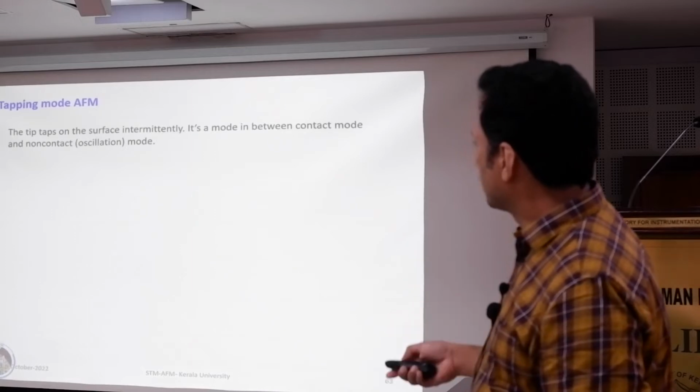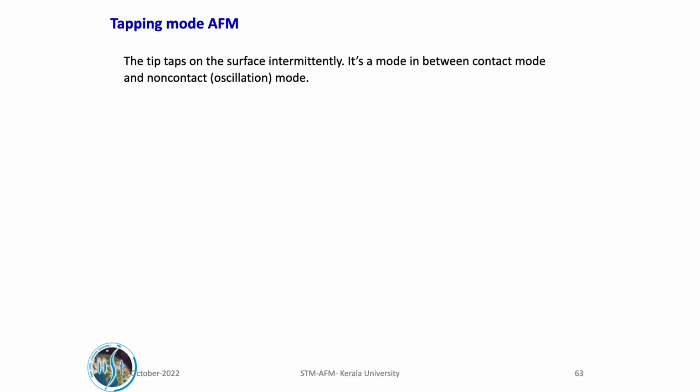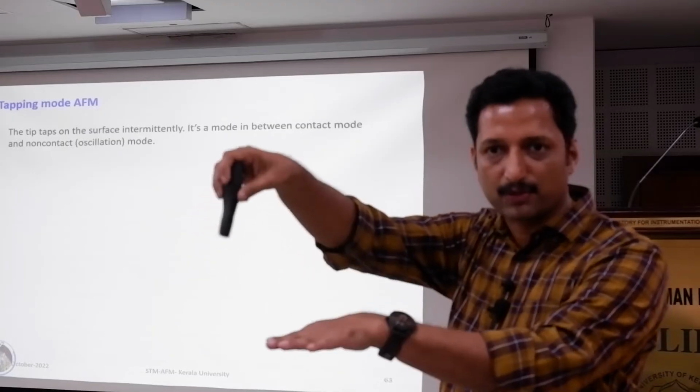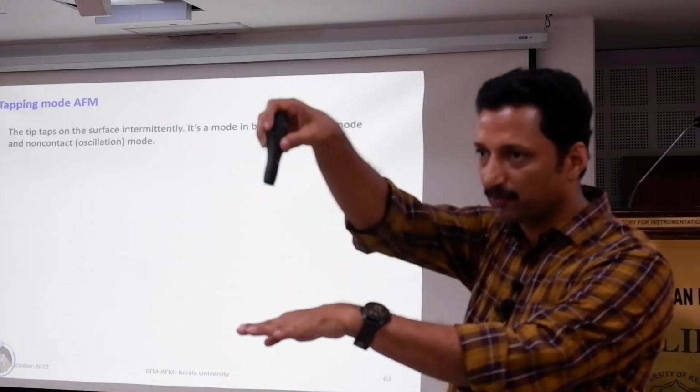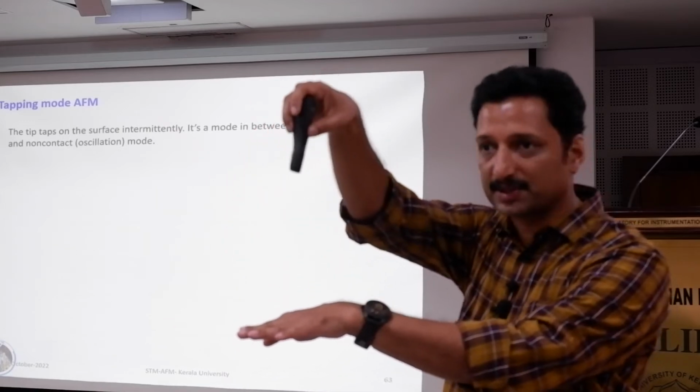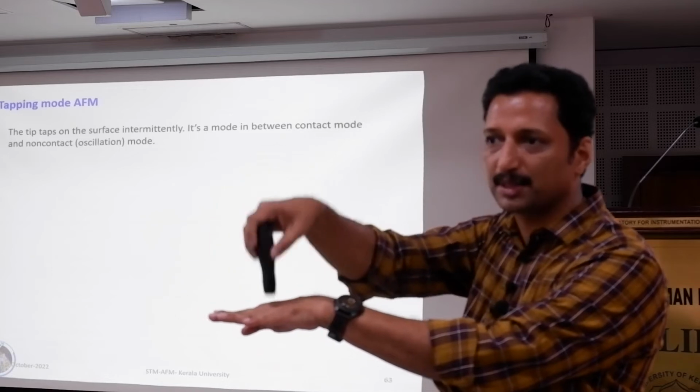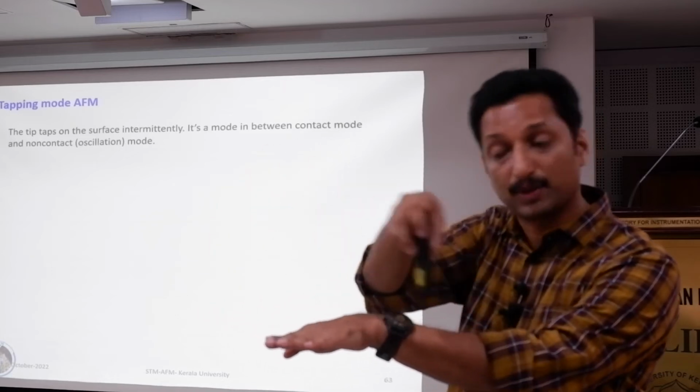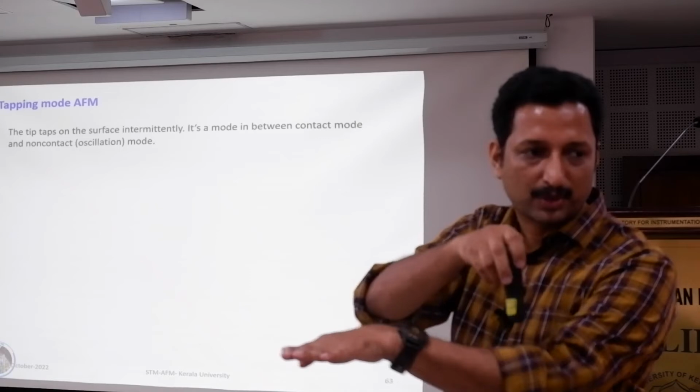This is the tapping mode. So this is what we generally use nowadays. Tapping mode is more famous and more useful. Tapping means it's again oscillating at its natural frequency of vibration, but now it's not oscillating above the sample. It's actually tapping. That means it's coming in contact with the sample on every tap.